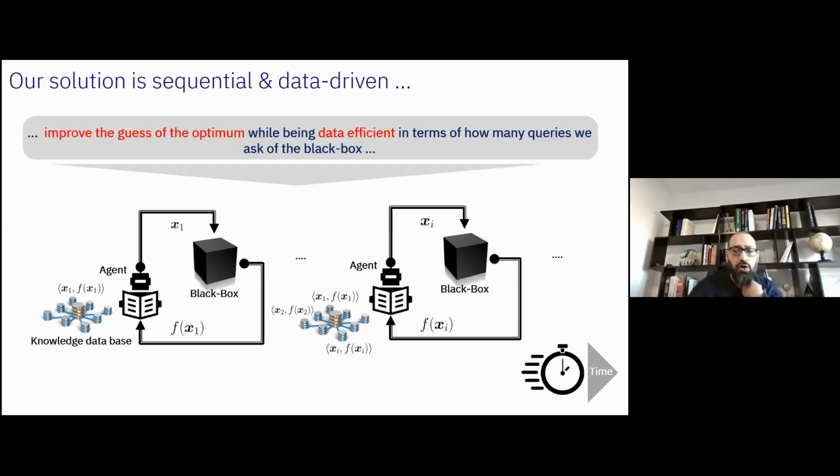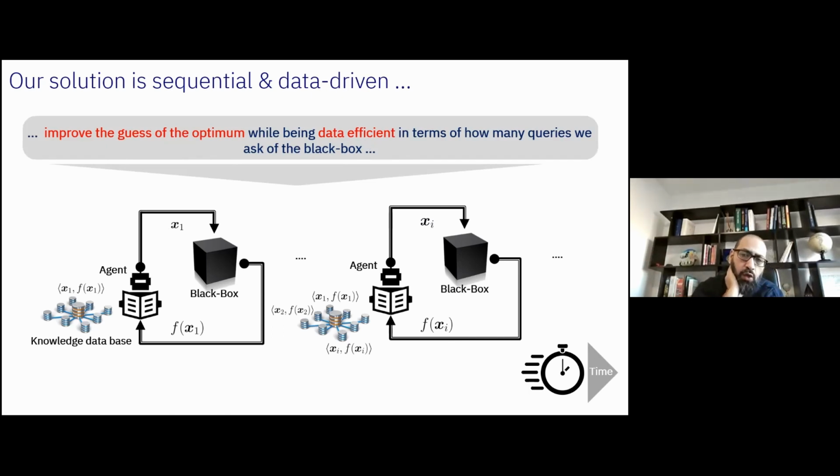So what we really want is to design an algorithm that will improve the guess of my xi values. I want to improve the guess of the optimum x star that I'm looking for, but I want to be data efficient in terms of how many queries we can ask of the black box. So I want to find that variable x star by talking to that function, however, I don't want to talk a lot. I want to be data efficient. I want to reduce my sample complexity.